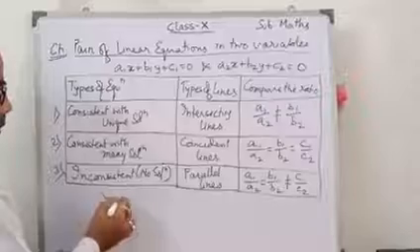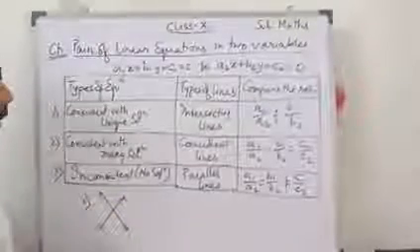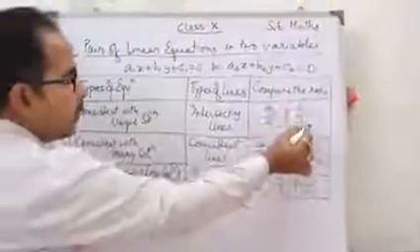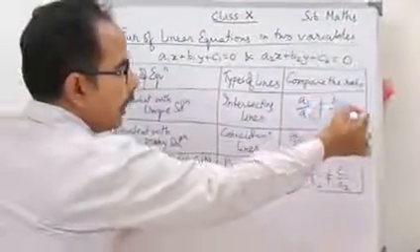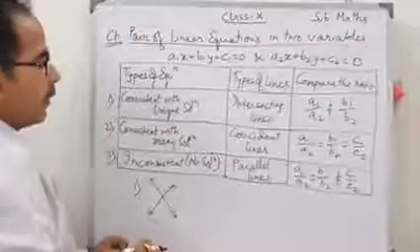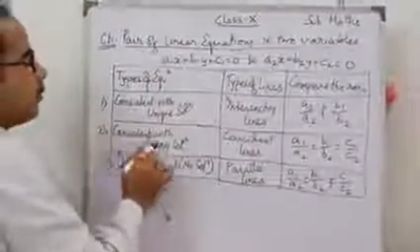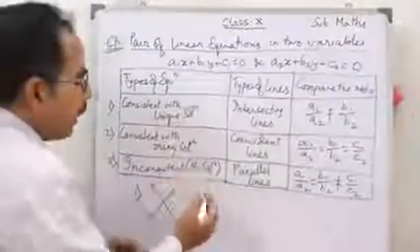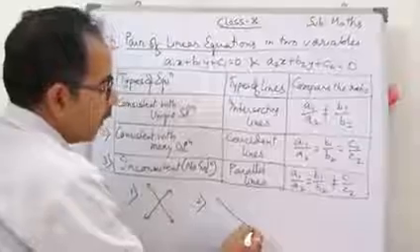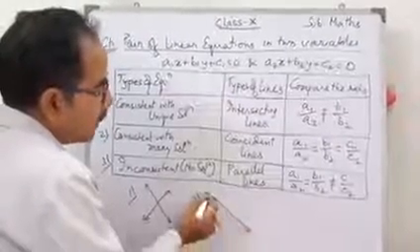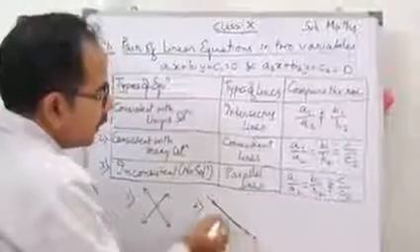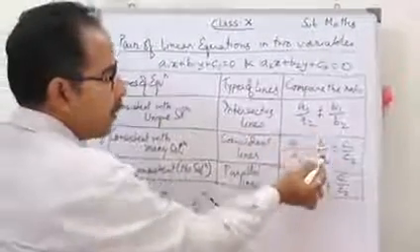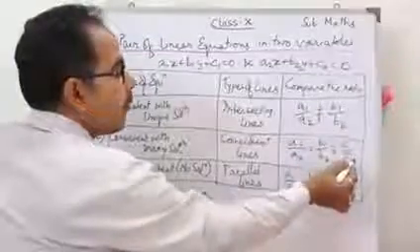If it is consistent with a unique solution, then they will be intersecting lines, and they will look like this. This is the first line, and this is the second line. This is number 1: intersecting lines, where a1 by a2 is not equal to b1 by b2. This is a comparison of ratios, and we have to remember these things, students. For the second, consistent with many solutions, these are coincident lines, where one line overlaps the other. Suppose number 2: this is the first line and the second line is just over it. These are coincident lines, where a1 by a2 is equal to b1 by b2, as well as equal to c1 by c2.